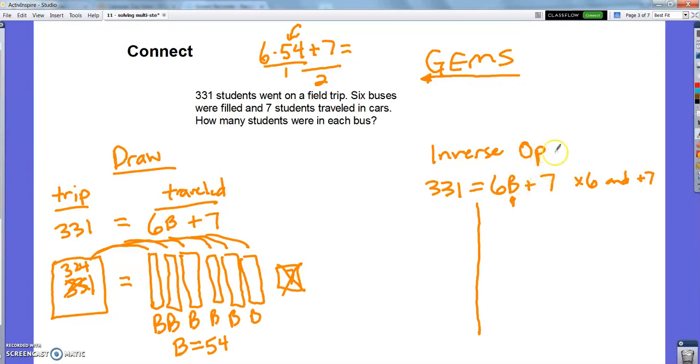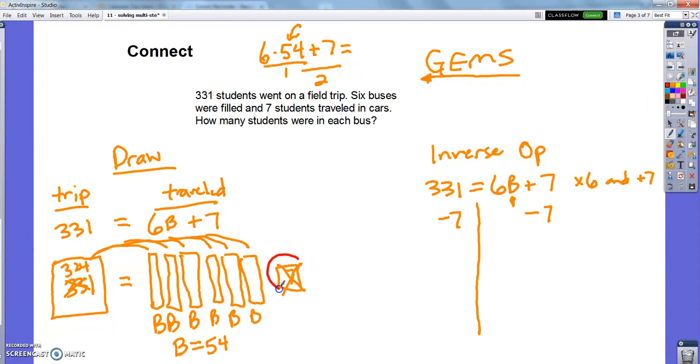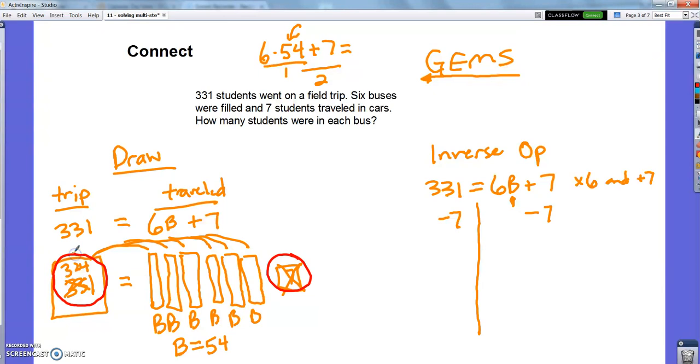You ready? So first thing I'm going to do is say, well, it has 7 being added. So I'm going to subtract 7 from both sides, which, by the way, look back, that's what I did yesterday. I subtracted 7 from both sides first to find just the bus people. So all I'm doing is the math equivalent of what you saw me do first over here. So since 7 is being added to B, I'm going to subtract 7 from both sides. This makes 0. So now I've got 324 on this side, and I've got 6B on this side. So now I've done one of my inverse operations, and I have to do my other.